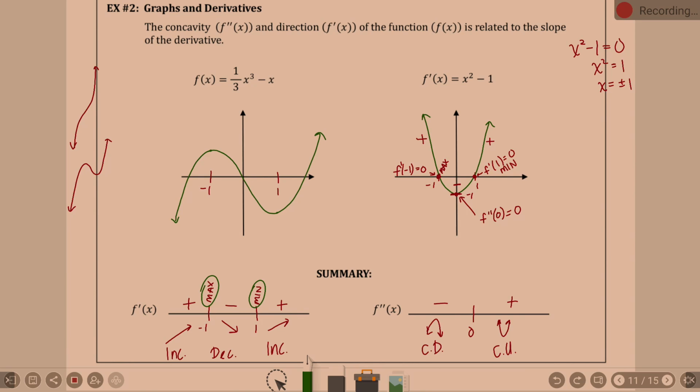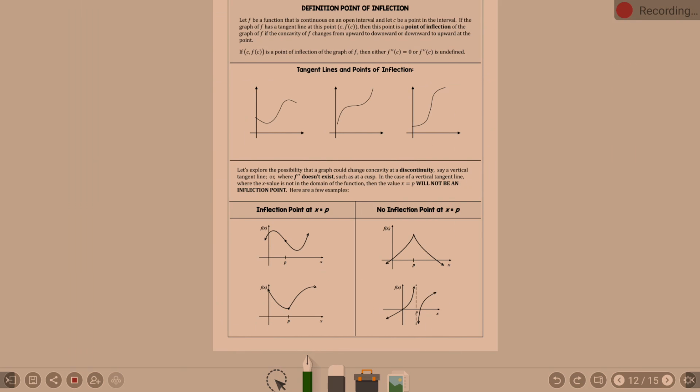Let f be a function that is continuous on an open interval. Let c be a point in the interval. If the graph of f has a tangent line at this point, then this point is a point of inflection of the graph of f if the concavity changes from up to down or down to up. So, if c is a point of inflection, then the second derivative equals 0 or the second derivative is undefined. Kind of like when we talked about first derivative issues. Most of the time, it's what makes the second derivative equal 0. Occasionally, there also is the undefined. Those are valid points as well.